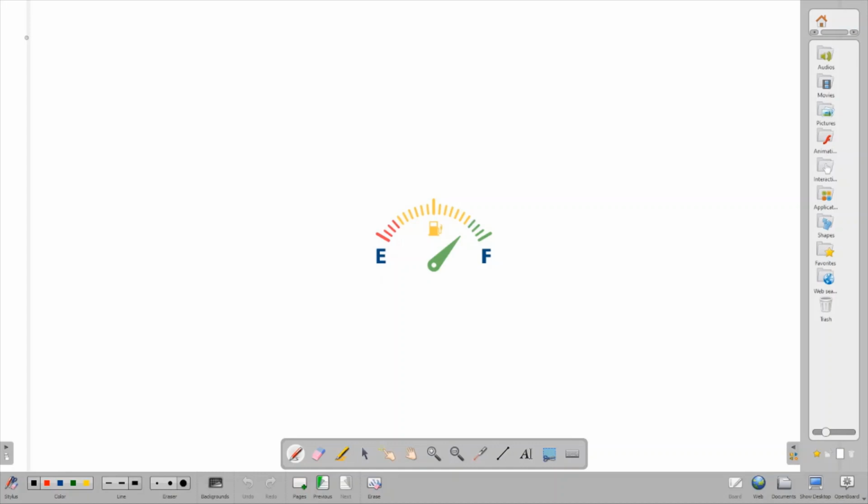Today we'll be talking about fuel consumption. The knowledge of the amount of fuel consumed by a motor vehicle engine in a given time is very essential when assessing the qualities of that engine.